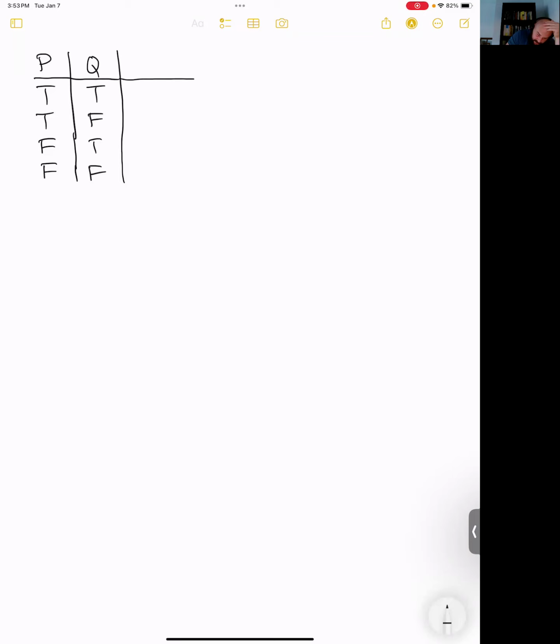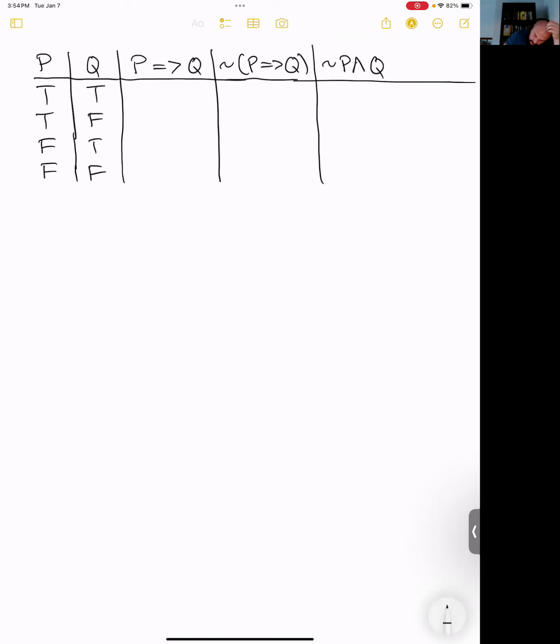And then we're going to look at the implication. We're going to look at the negation of the implication. And then I want to look at two other columns just as an exercise, but also to notice an important equivalence. So we'll do not P and Q, and we'll do P and not Q.